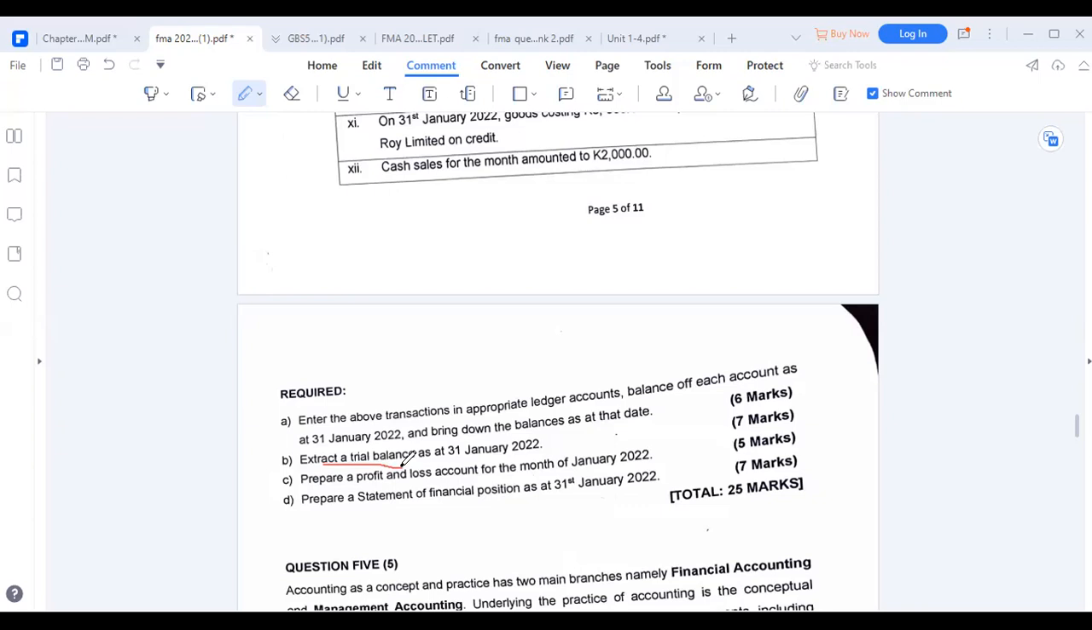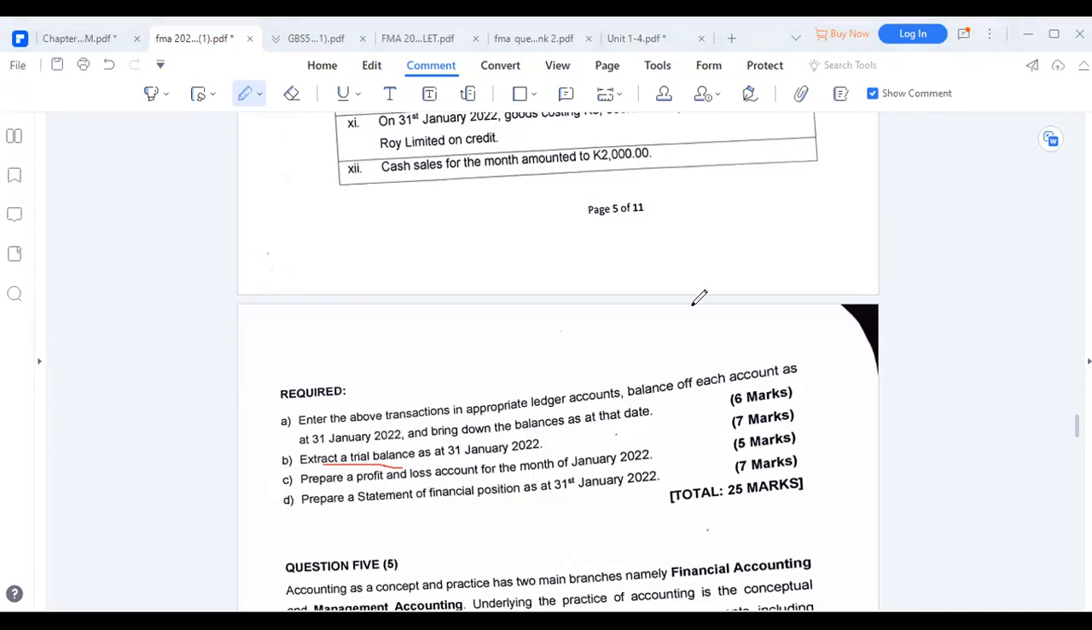Okay, at the 1st January 2022. So this is just about what this question is all about. So please take note of whatever is going on. Prepare a profit and loss account for the month of January 2022, and prepare a statement of financial position for the 1st January 2022. Okay, so this is just what goes on.